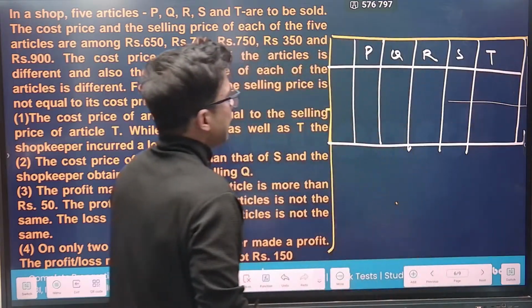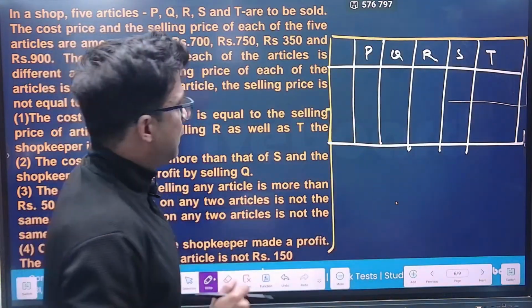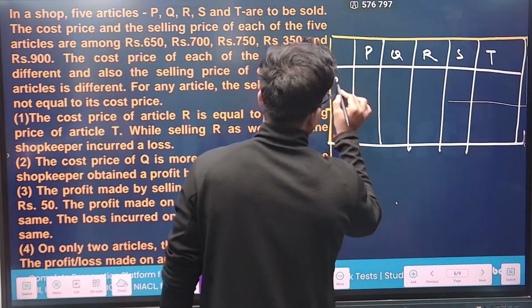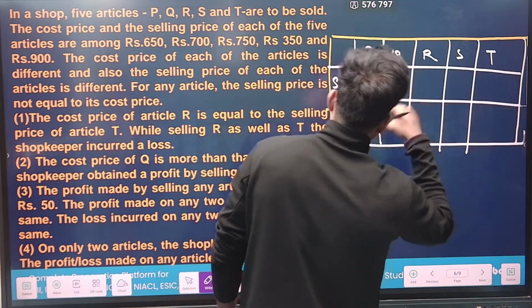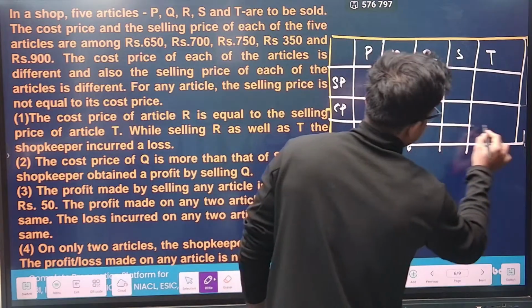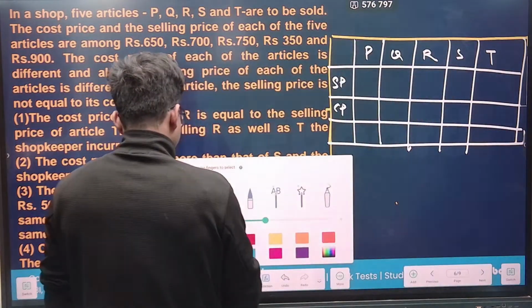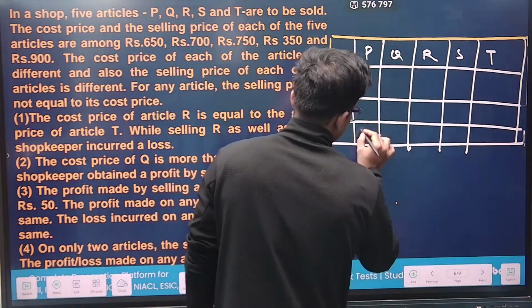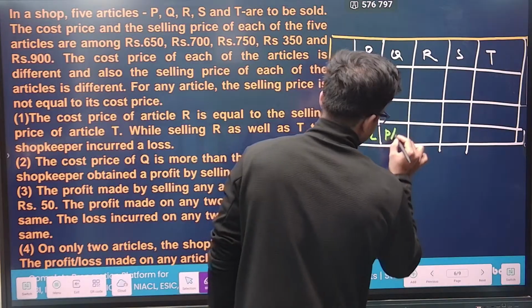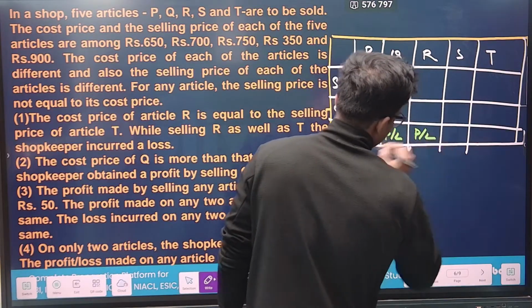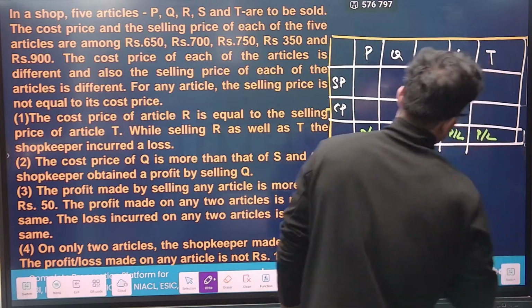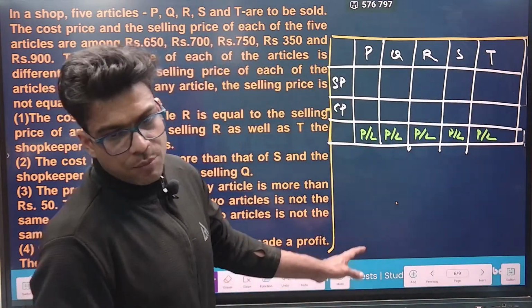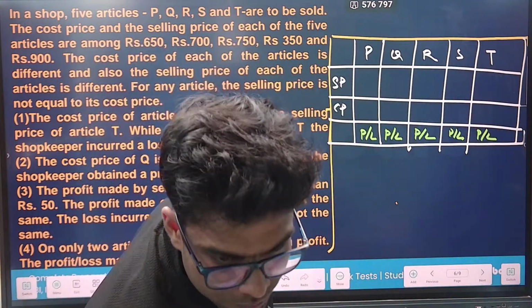Correct? And then we would have the selling price, and then we will have the cost price. And when we plot this cost price and selling price, we'll get 2 things. What is that? Either we will get a profit or a loss. This table should be clear to everyone. I hope this makes sense.